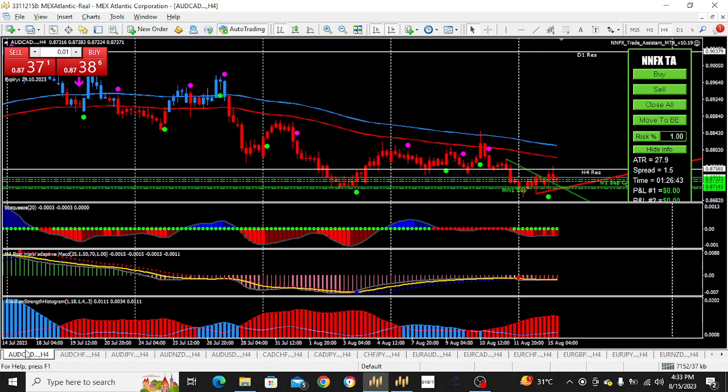So now we are looking at the 4-hour chart for Aussie CAD, and as you can see it's in a downtrend. So this is our baseline. When the price moves below our baseline, it is a sell, whereas this other indicator tells us when the market is in consolidation and when the market is trending. So we know to stay out of the market when it's in consolidation, and as soon as the market starts trending again, we can take a trade.